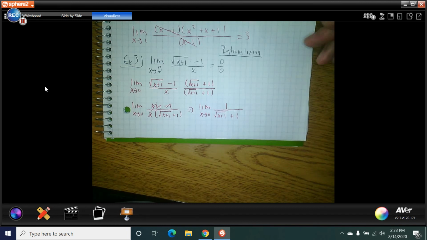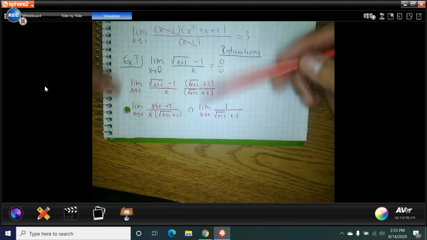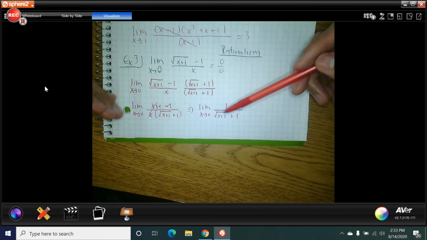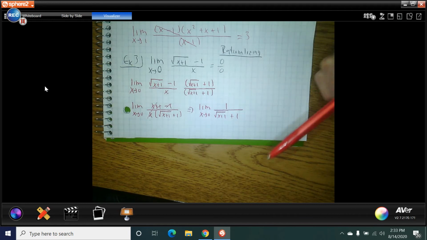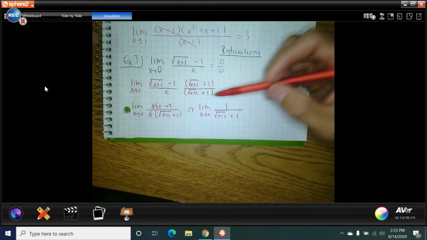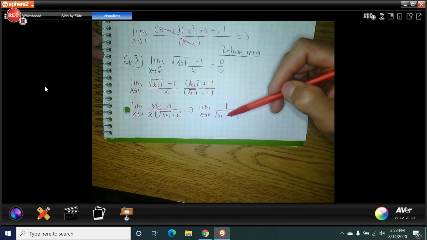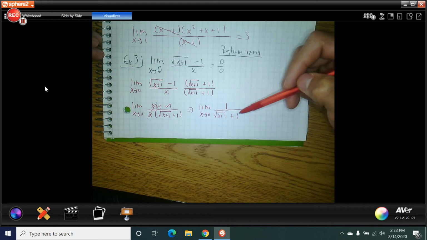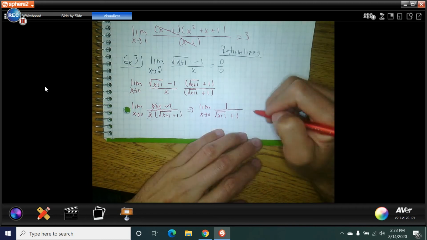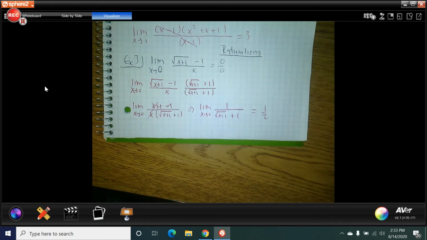Now that you've performed the whole rationalization and simplified the statement, once again you go back to the very first thing you should always try with a limit, which is substitution. If I plug in 0, 0 plus 1 is 1, the square root of 1 is 1, plus 1 is 2. So the answer for this limit would be 1/2. That right there is called rationalizing.